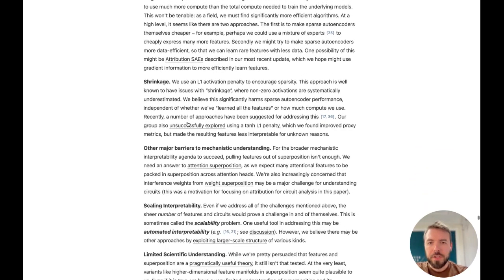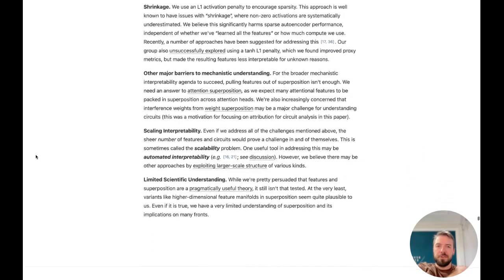All right, shrinkage. We use an L1 activation penalty to encourage sparsity. This approach is well known to have issues with shrinkage, where non-zero activations are systematically underestimated. We believe this significantly harms sparse autoencoder performance, independent of whether we've learned all the features or how much compute we use. Recently, a number of approaches have been suggested for addressing this. Our group also unsuccessfully explored using tanh and L1 penalty, which we found improved proxy metrics, but made the resulting features less interpretable. Interesting pointers to future work.